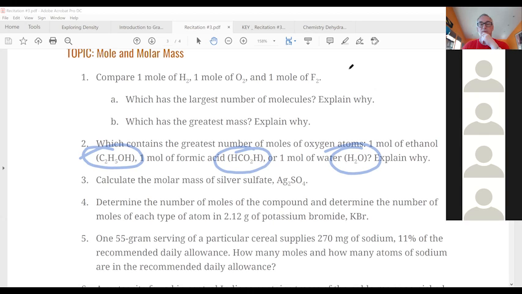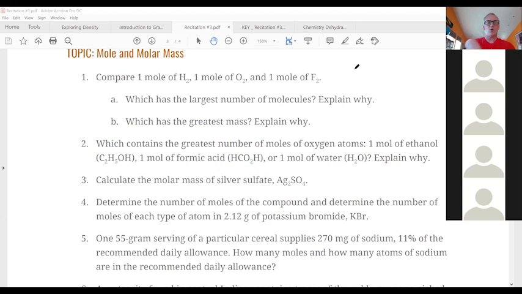Formic acid. Why is that? Because it has 2 moles. There's 2 moles of what? Of oxygen. Right, it has 2 moles of oxygen for every mole of formic acid, which is the same way of saying it has 2 atoms of oxygen for every molecule of formic acid. So if I have a mole of formic acid, there's 2 moles of oxygen in there. If I have a mole of water, there's 1 mole of oxygen atoms in there. Same with ethanol.